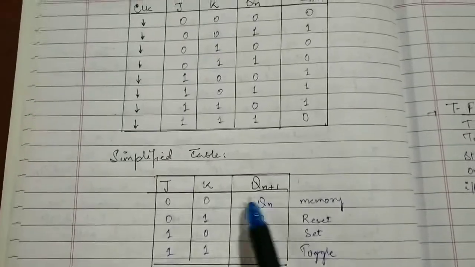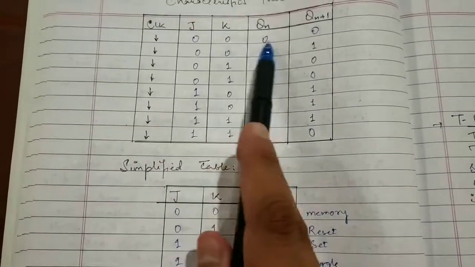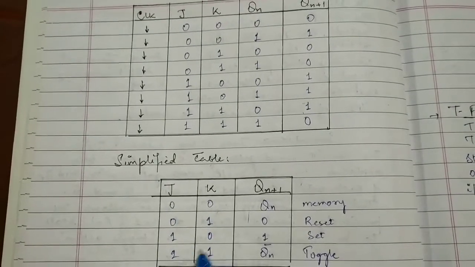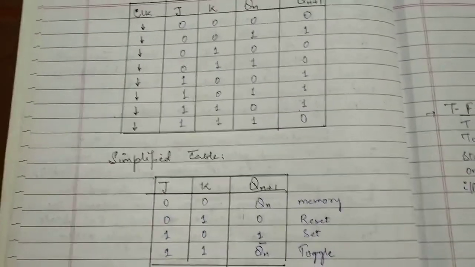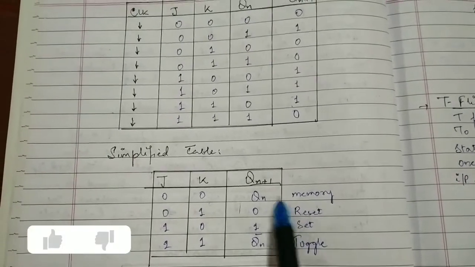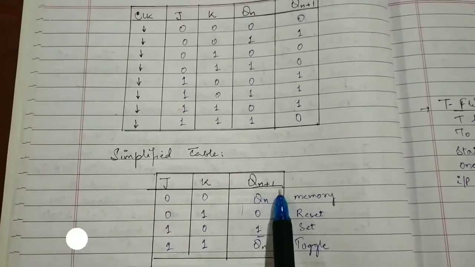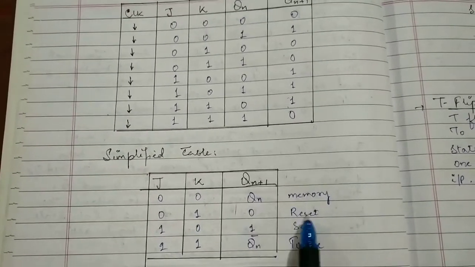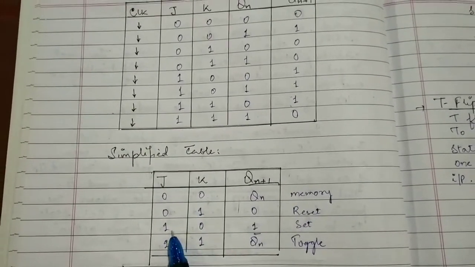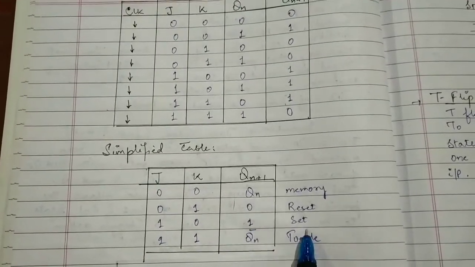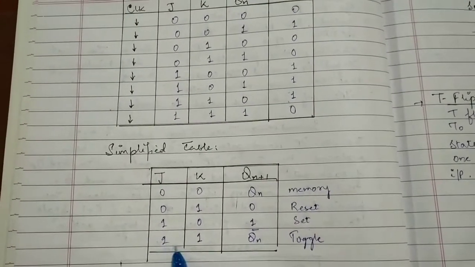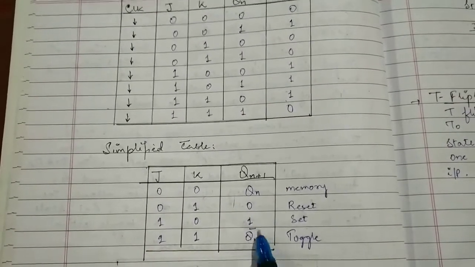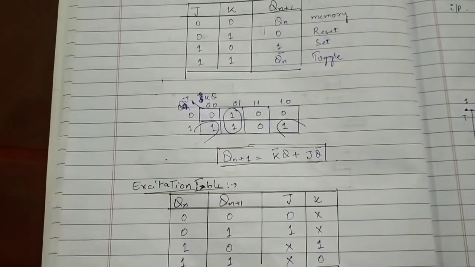Now we can define a simplified table from this characteristics table. We write the 4 combinations 0 0, 0 1, 1 0, 1 1. For 0, 0 combination we have the memory state, Qn plus 1 is equal to Qn, and for 0, 1 input condition we have the reset state 0, and for 1, 0 input condition we have the set state, and lastly the 1, 1 input condition we have Qn plus 1 equal to Qn bar, that is the toggle action.